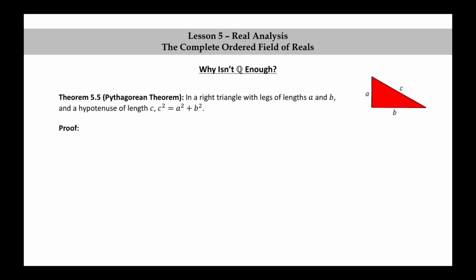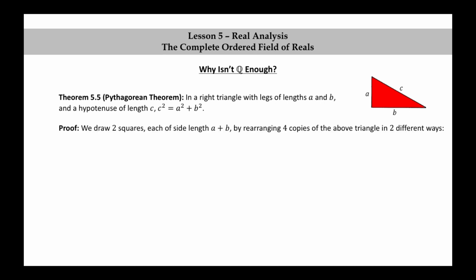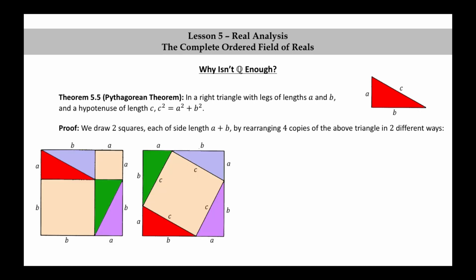Okay, so let's prove this theorem. There are many, many ways to prove the Pythagorean theorem. I'm going to give a simple geometrical proof. We'll start by drawing two squares, each of side length A plus B, by rearranging four copies of this triangle in two different ways. Okay, so here we have two squares. They both have the same side length, so both of these big squares have the same area. And notice how we've rearranged the triangles to form these squares in two different ways.